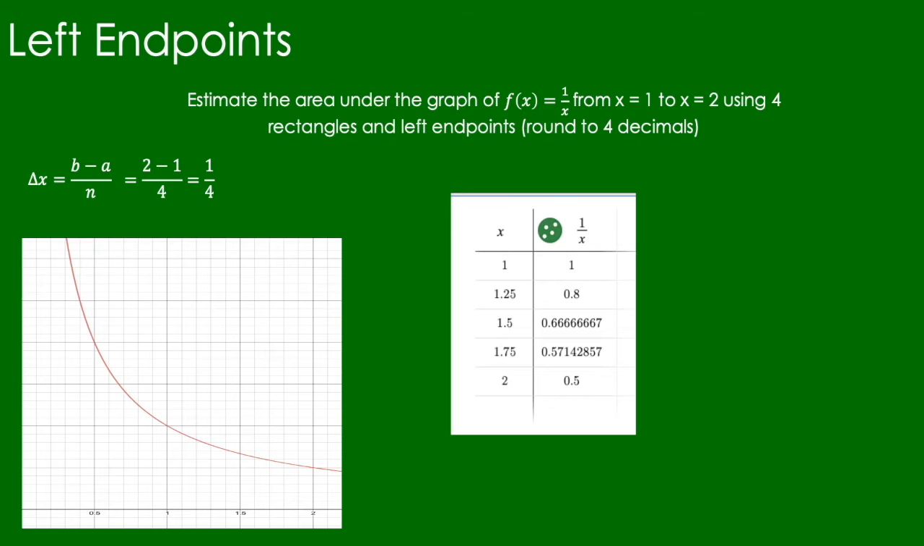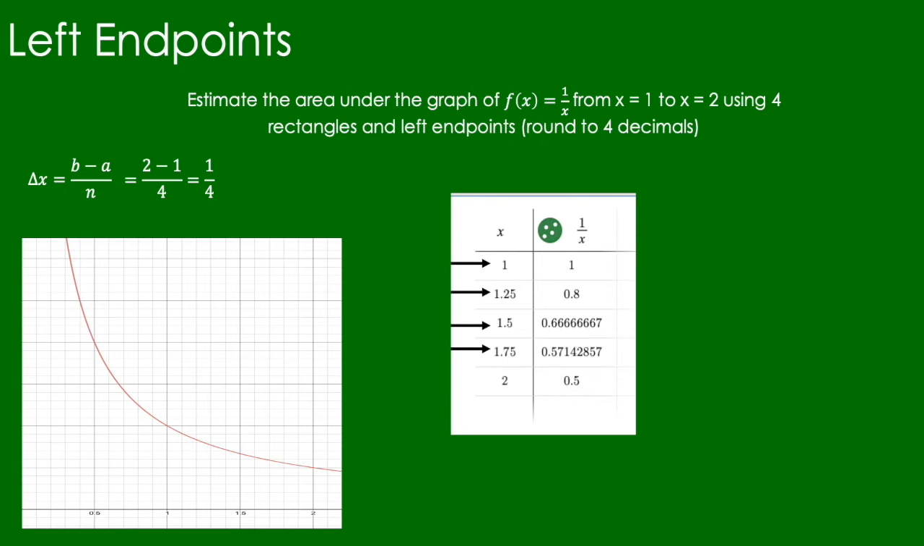In this case, we're taking left endpoints, so we take the height of the first rectangle, which is x equals 1, because that's the leftmost. Then we increment by 1/4 until we get to 4 rectangles. So these 4 arrows represent the 4 heights of the rectangle that we'll take.